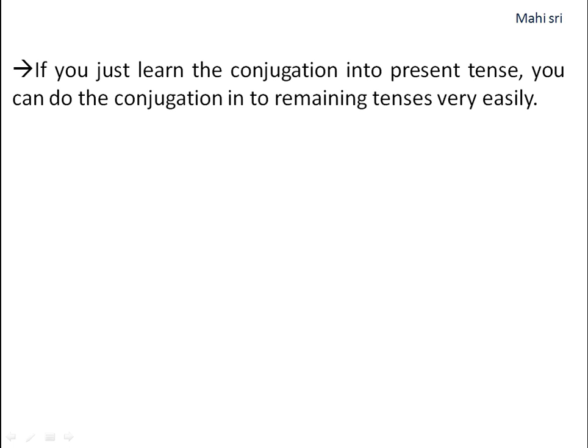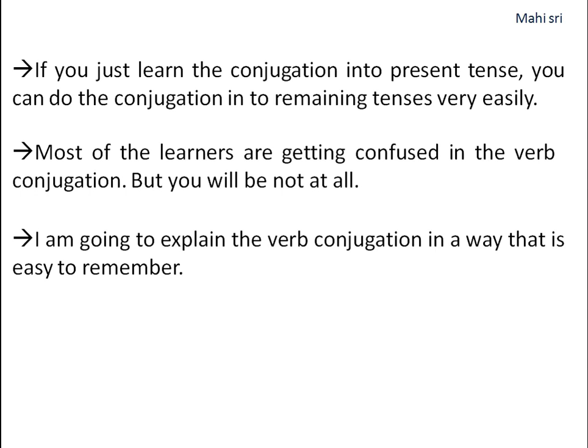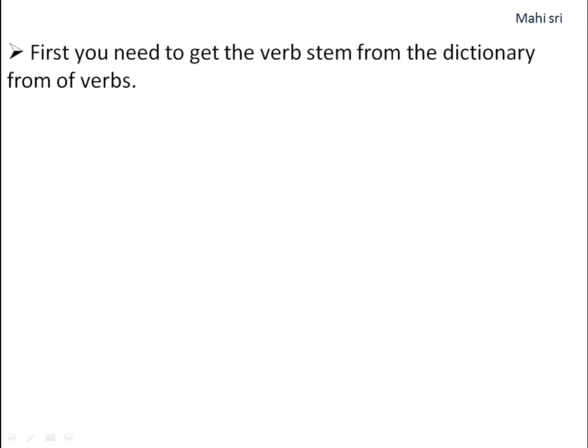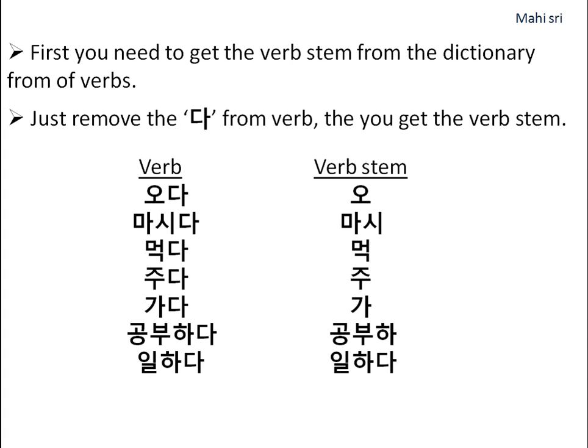The basic is conjugating into present tense, and most learners get confused in verb conjugation, but you won't be, because I'm gonna explain in a way that you can easily remember. What you have to do is just remember three simple basic rules. First, you need to get the verb stem from the dictionary form of verbs. How to do that? Very simple. Just remove the da from the verb like this. Oda becomes o, mashida becomes mashi, and kongbuhada becomes kongbuha.